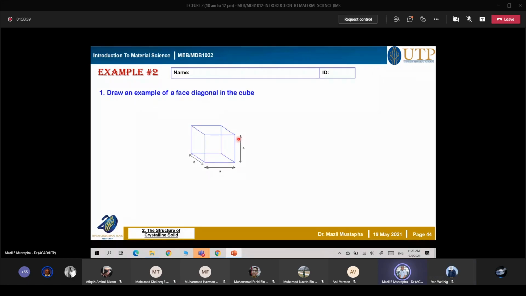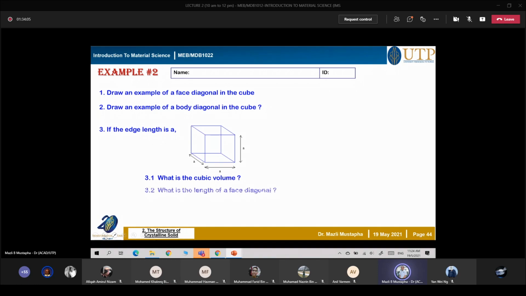Then let's say they ask us to draw an example of a face diagonal. I always mention to you, this is a face diagonal. And then draw an example of a body diagonal. Don't worry, I will show you what is meant. If each length is A, since it's a cube, all the lengths are the same. What is the cube volume? I think we have done this. This is just an exercise. What is the length of a face diagonal? We use the simple theorem there. And what's the length of the body diagonal?